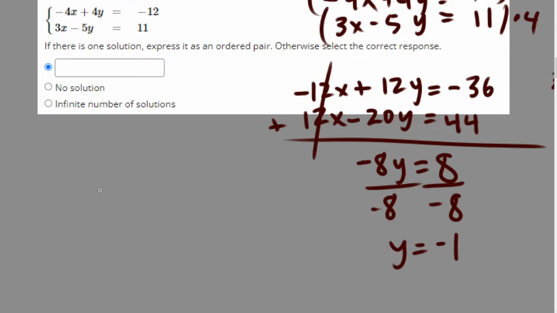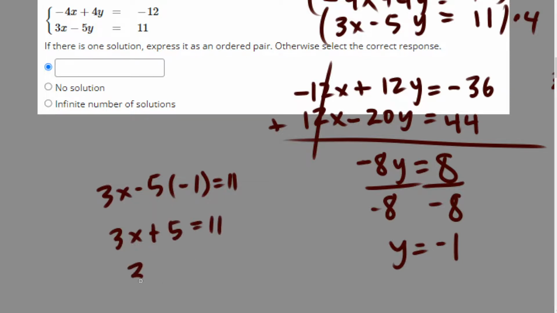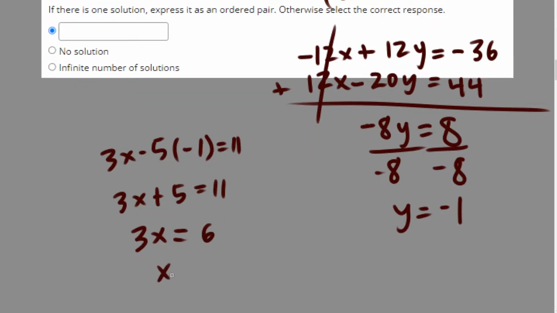Now we'll go back and say 3x minus 5 times negative 1 equals 11. That'll give me 3x minus, in this case it'll be plus 5 equals 11. We'll minus 5 from both sides. We'll get 3x is equal to positive 6. That gives us x is equal to positive 2.